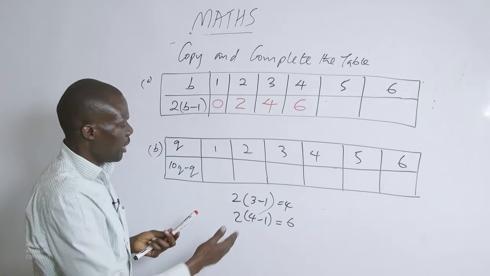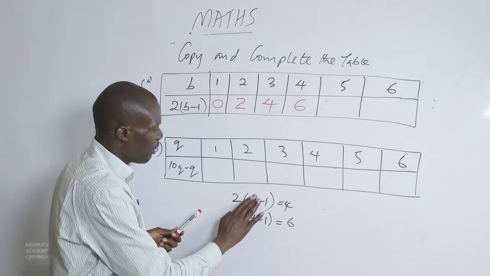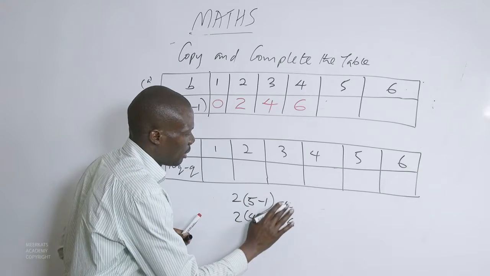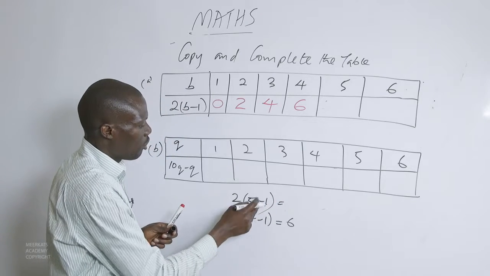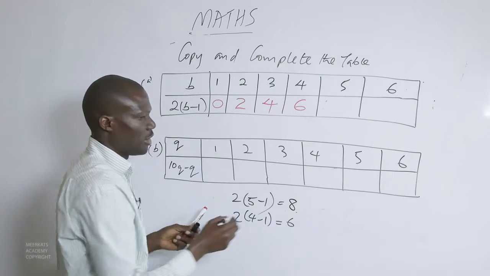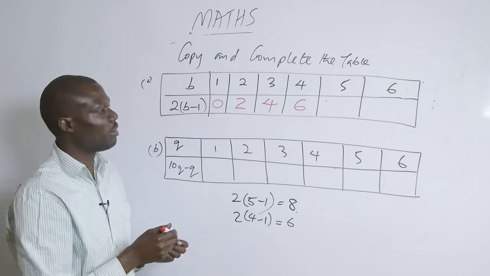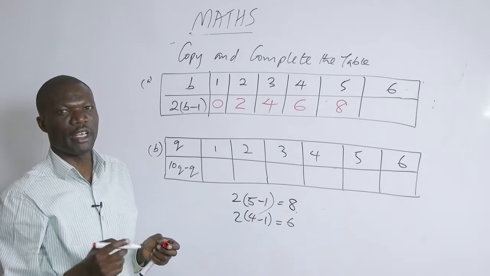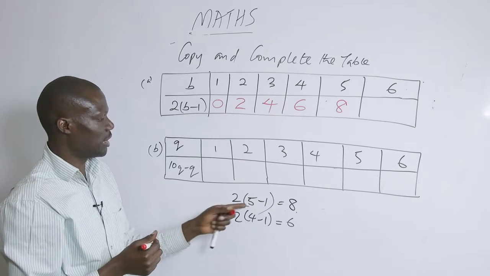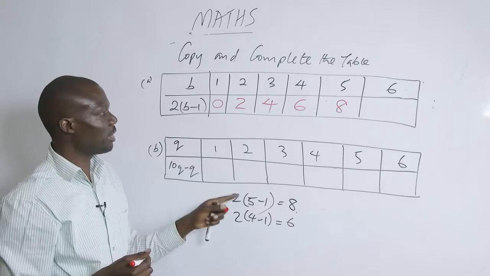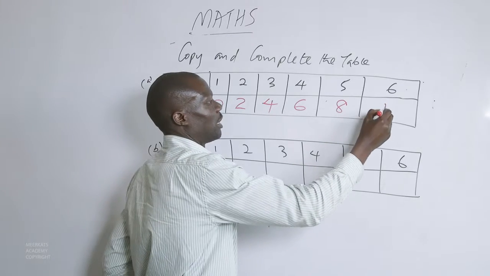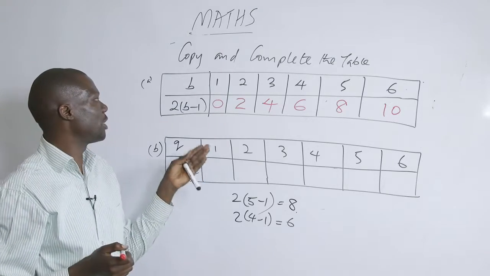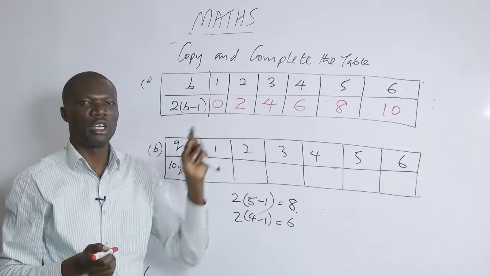For 5, we shall say 5 minus 1, which is 4. 4 times 2 is 8. So in that box, we shall fill 8. And finally, when it is 6, it is 6 minus 1, which is 5. 5 times 2 gives us 10. Now, using algebraic knowledge of substitution, we've been able to fill this table.